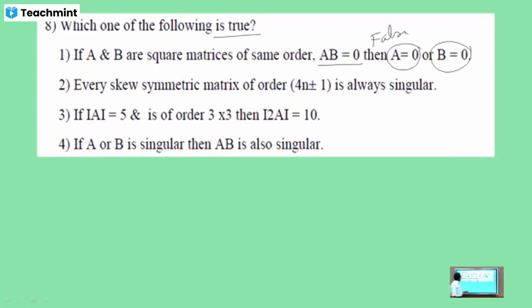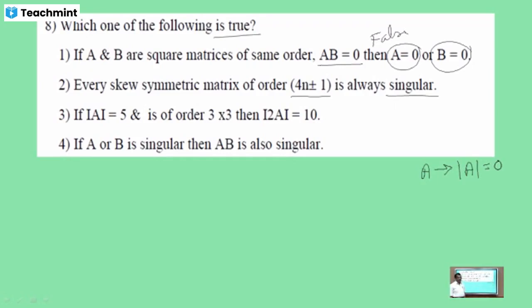Second one. Every skew symmetric matrix of order 4n plus or minus 1 is always singular. Singular means a matrix A is said to be singular if its determinant value is equal to 0. Determinant value means what? A real number associated with it.